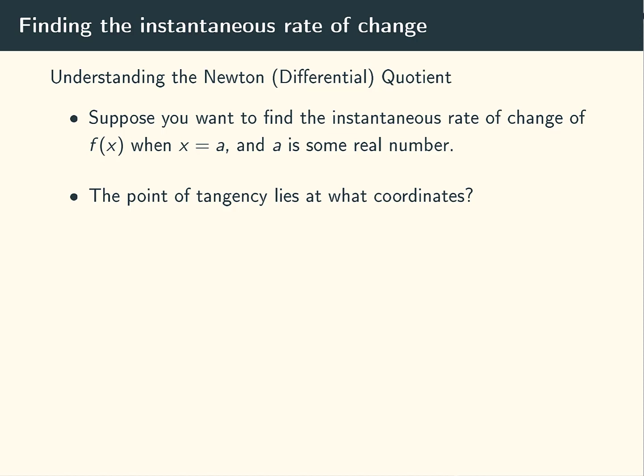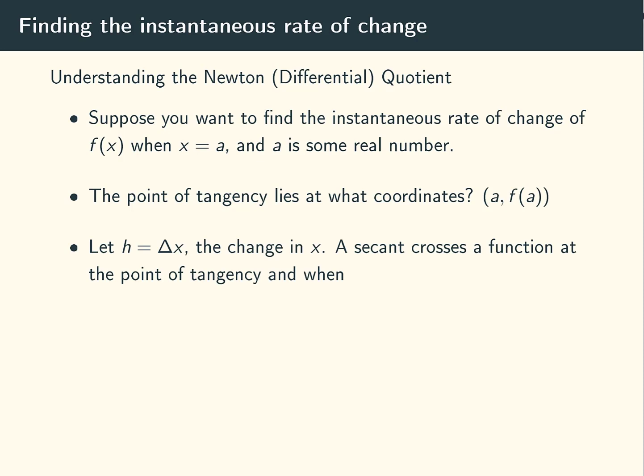Now, in general terms, suppose we're looking to find the derivative when x is equal to a, or the instantaneous rate of change when x is equal to a. The point of tangency lies at what coordinates? Well, they're going to be at the coordinate a, because we want to know when x is equal to a. And what's the y coordinate associated with x equals a? Well, it's going to be f of a. Right? And so there are our coordinates. We're looking for the tangent line that just touches the curve at coordinates a, f of a.